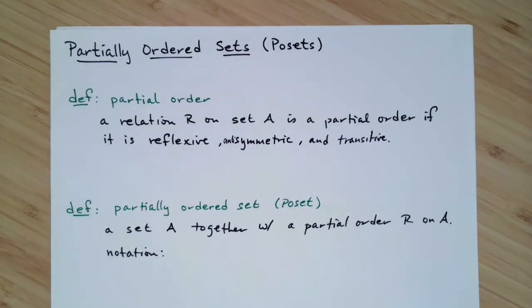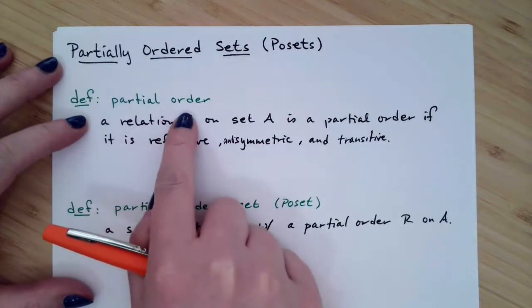This video will talk about the definition of a partially ordered set, also known as a poset, and I'll also talk about how to create the poset diagram of some poset. So the first thing is a reminder, we've talked about this before, a partial order.